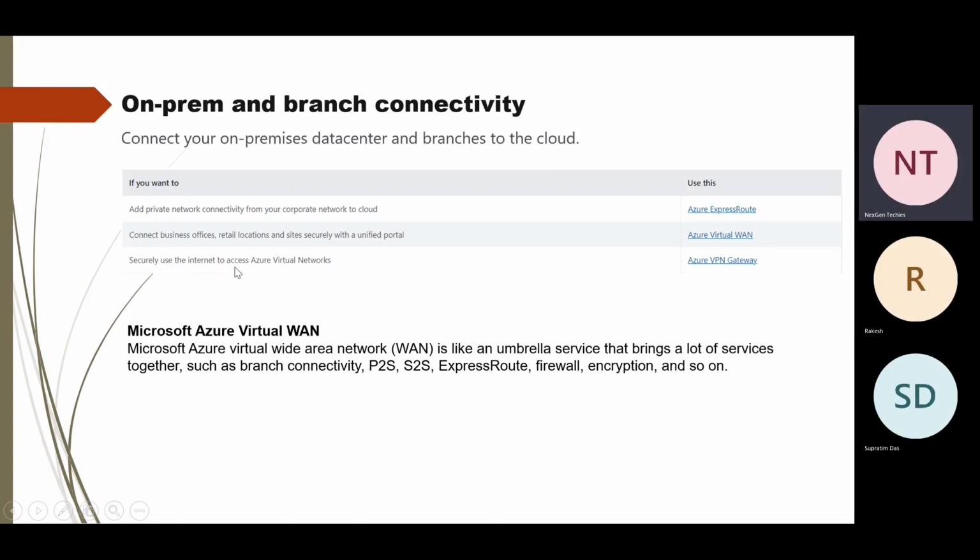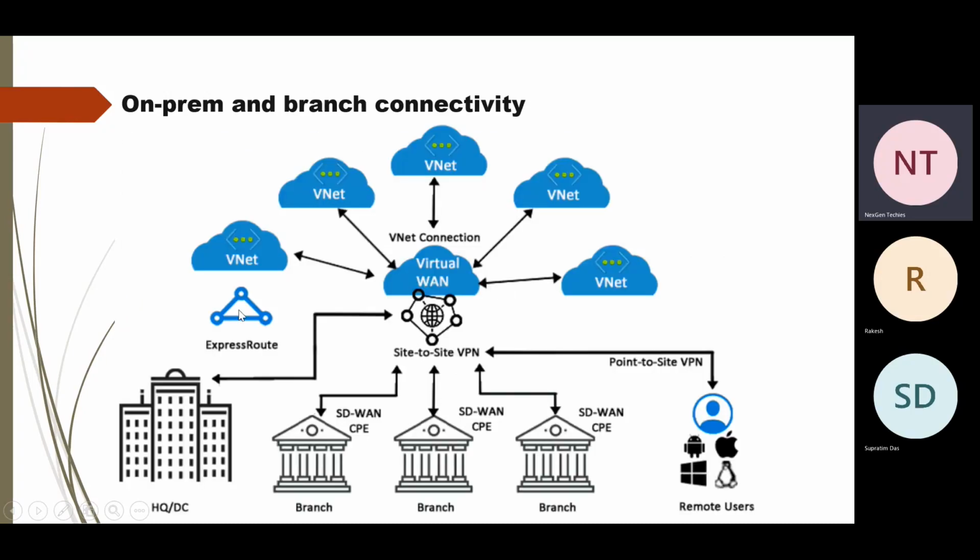For secure use of the internet to access an Azure Virtual Network, you can use the Azure VPN gateway. As of now, you will not be able to understand all of this, even I am not able to understand all these things. This part is related to networks, and this diagram will help you understand better. Here we have the Azure VNet.